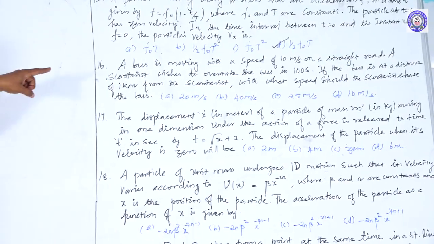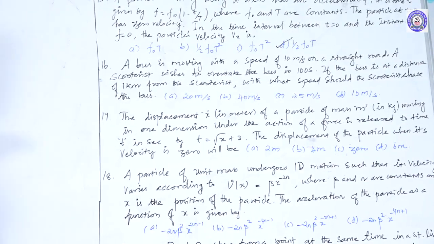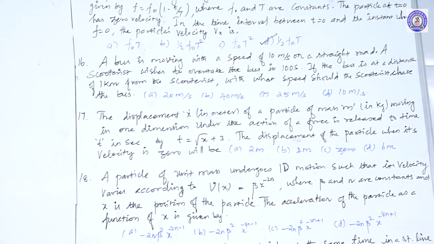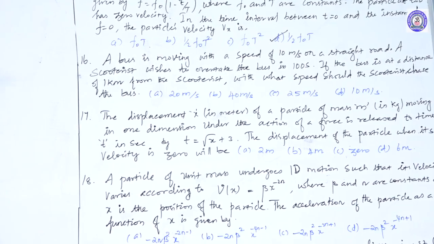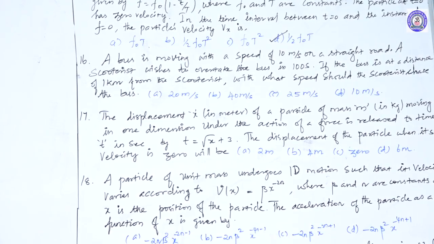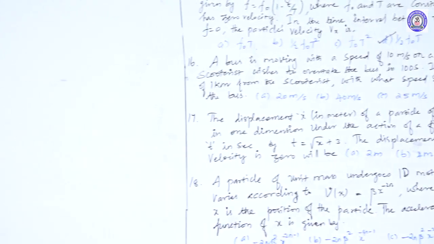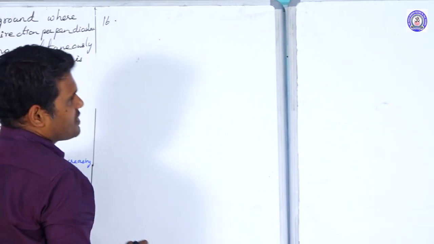Question 16. A bus is moving with a speed of 10 meters per second on a straight road. A scooter wishes to overtake the bus in 100 seconds. If the bus is at a distance of 1 kilometer from the scooterist, with what speed should the scooterist chase the bus? With what speed should the scooterist go to catch the bus? That's the question. Question number 16.